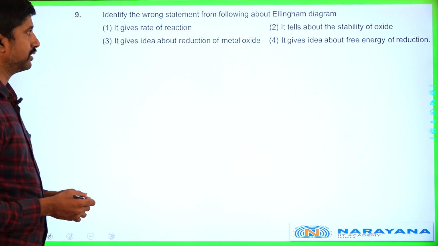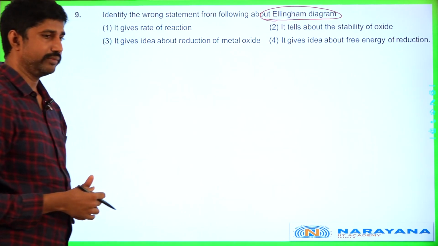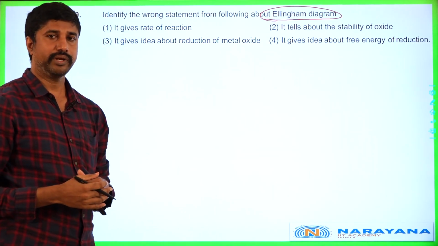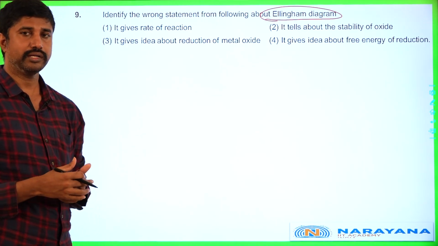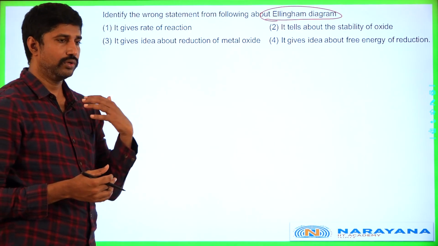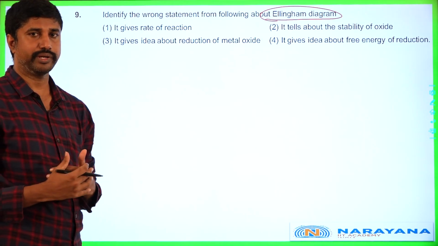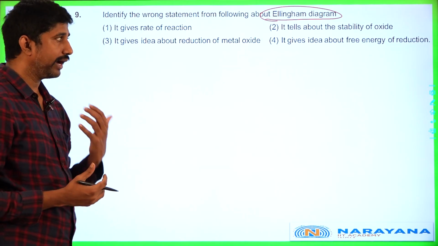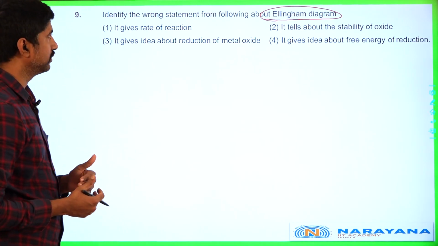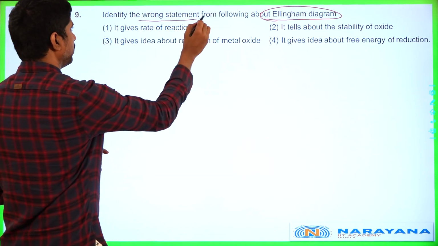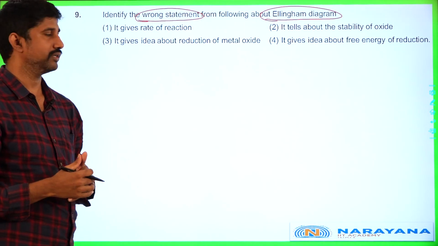Identify the wrong statement from the following about the Ellingham diagram. Ellingham diagram in metallurgy is a graph drawn for delta G of a reaction versus temperature. So various reduction methods, at what temperature carbon reduction is favorable, and spontaneity of reactions, all ideas we can get from the Ellingham diagram. They are asking to identify the wrong statement. So what is the wrong statement in that?